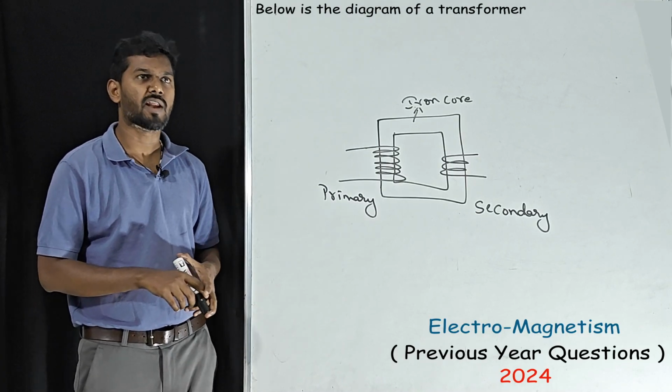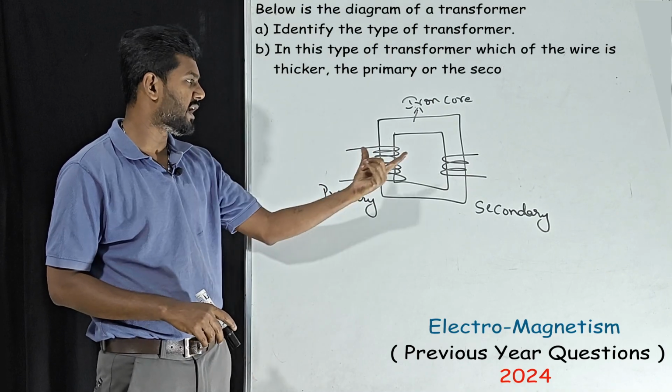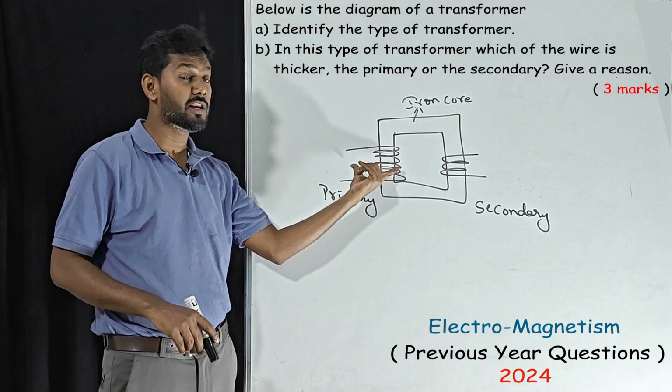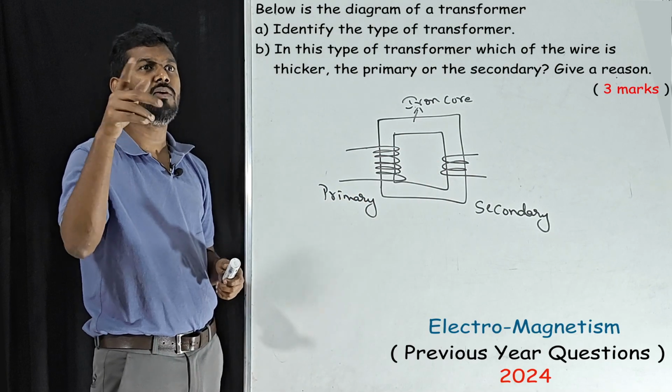Below is the diagram of a transformer. Primary side, secondary side. The number of turns here is more, here it is less. Very important. Now identify the type of transformer.